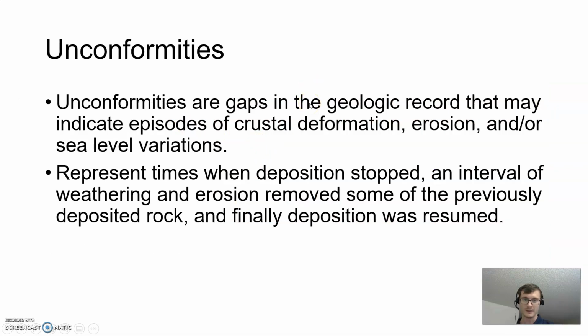So generally, what the gap is going to represent is some missing time where there was non-deposition. There was no deposition of new rock. Something was exposed at the surface and then eroded down.